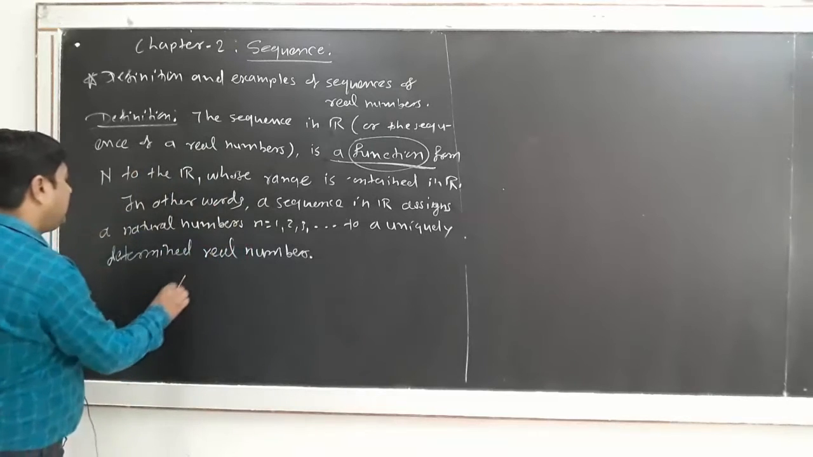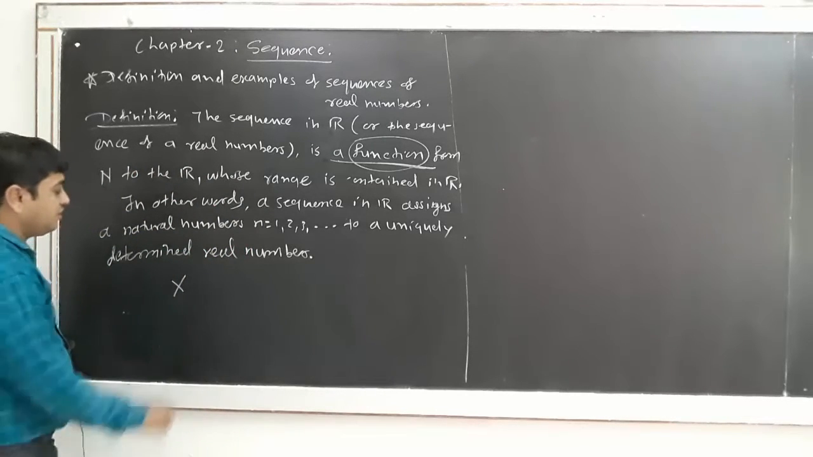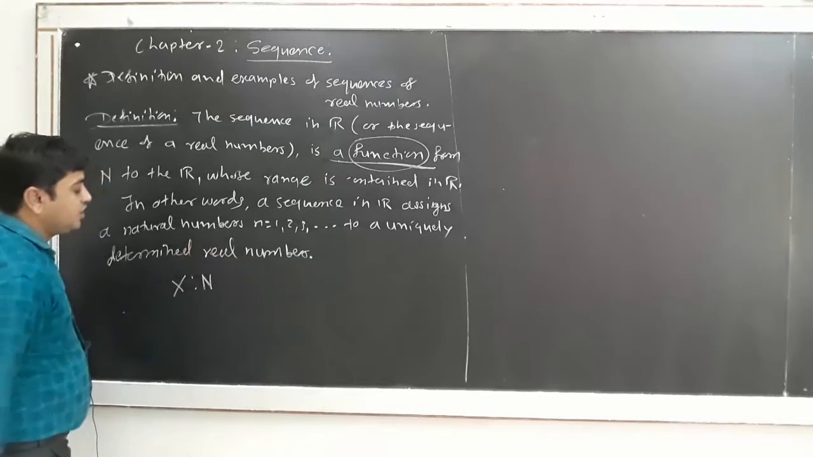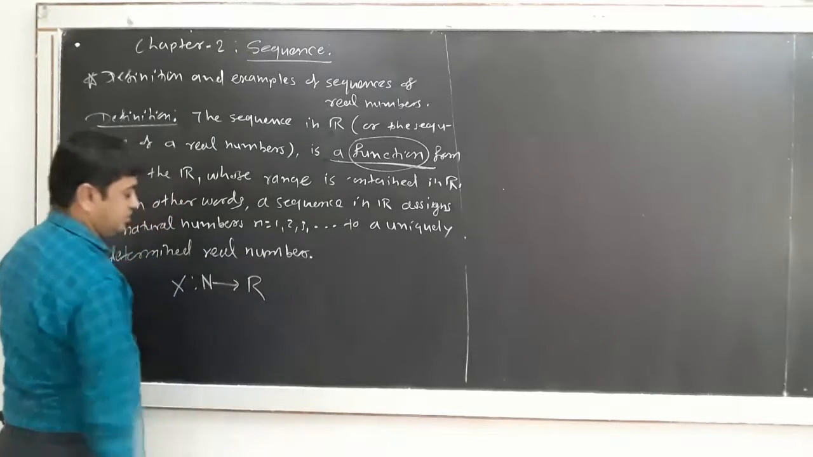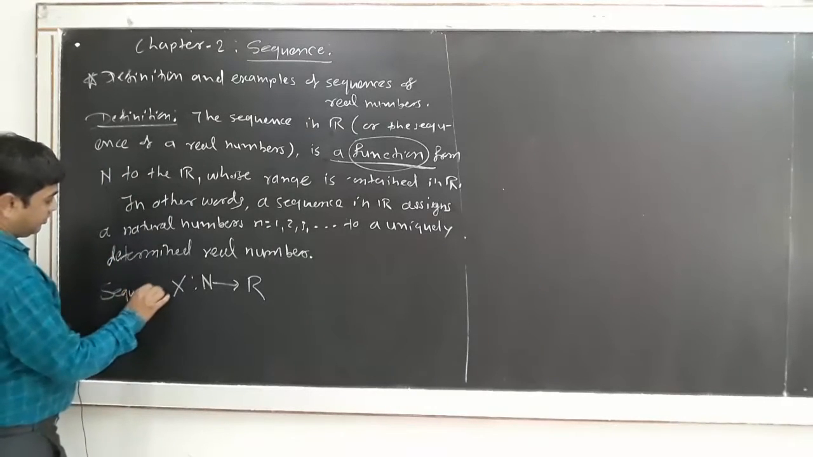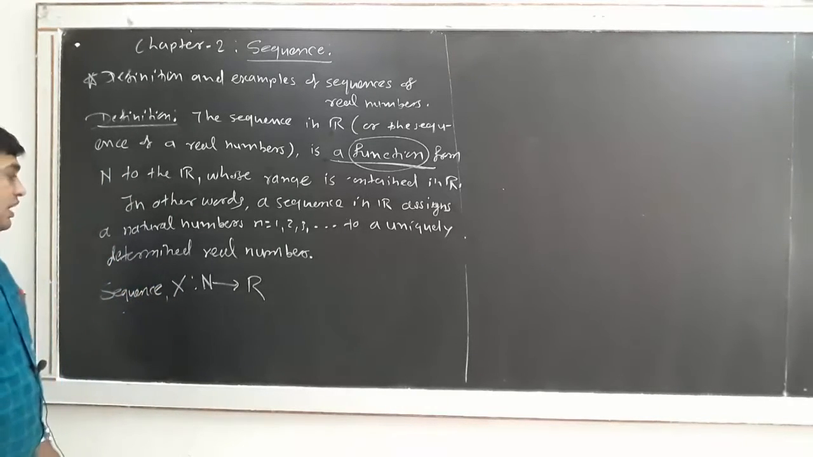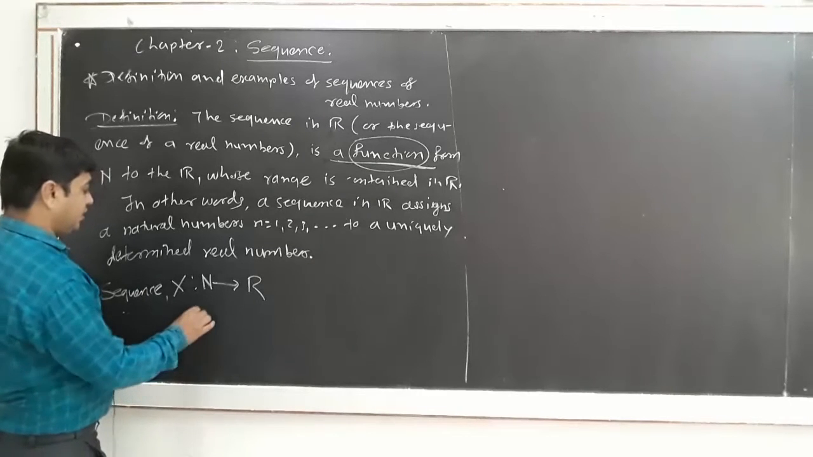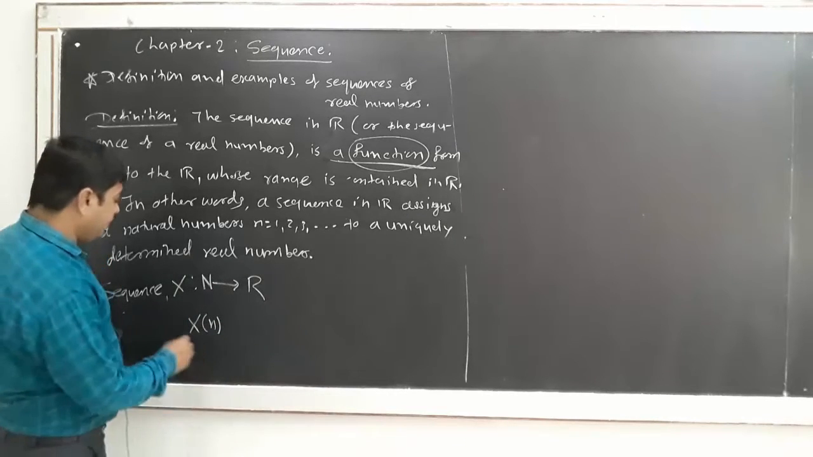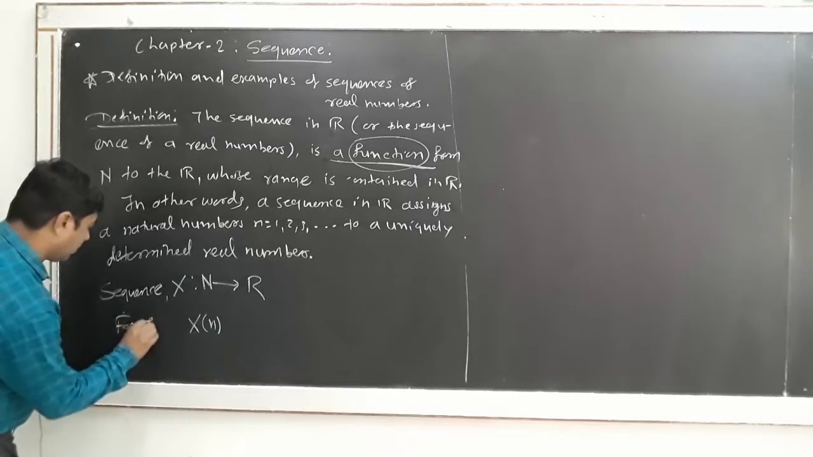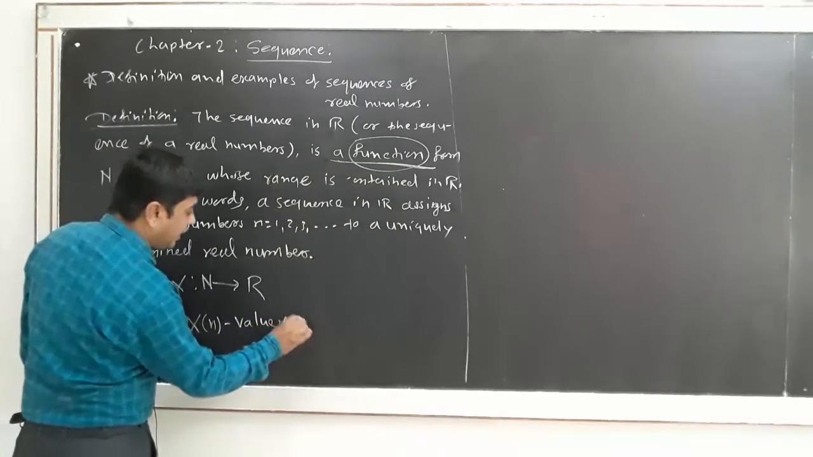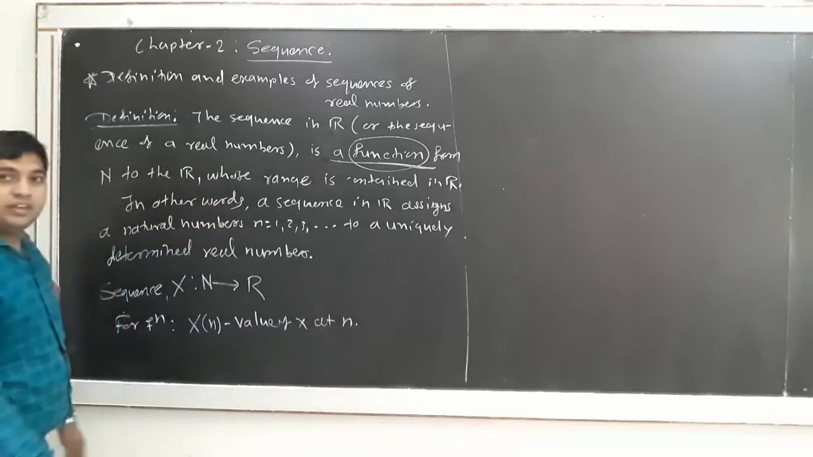Suppose we have x as a function, or we can say that x is a sequence, and it is a function from N to R. So this is our sequence, x from N to R. In terms of a function, what is this x of n? What does it denote for a function? It is the value of x at n. Is it?